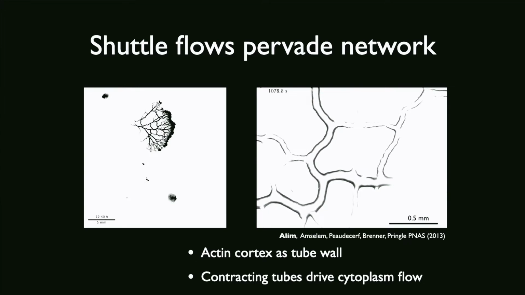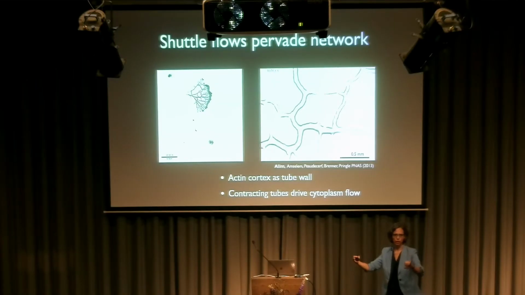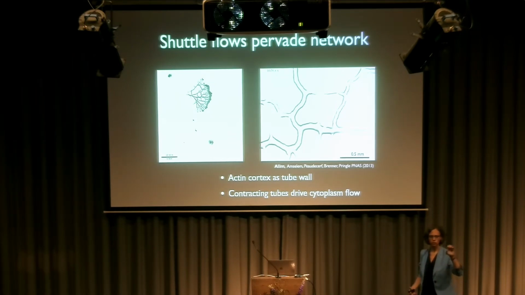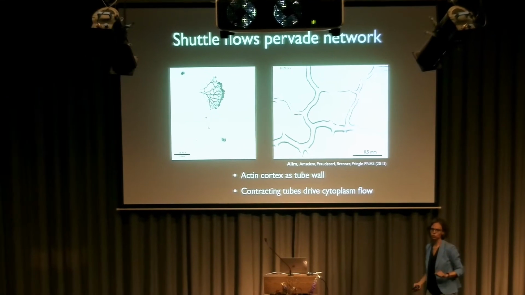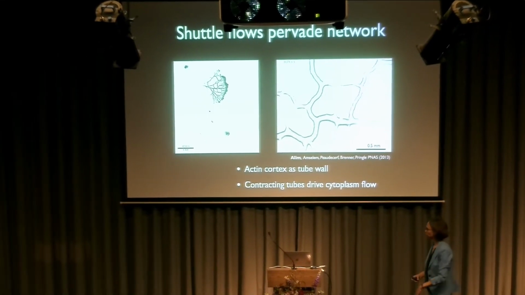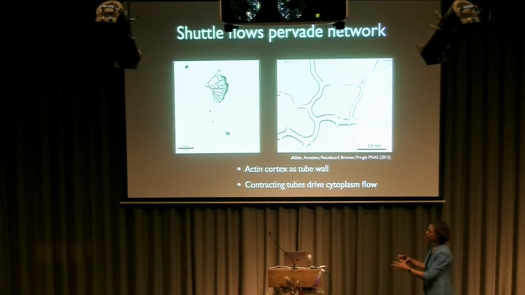Now here, the actin cortex on the tube wall is undergoing rhythmic contractions. And so when a tube segment is contracting, it displaces the cytoplasm that it encloses, and then the cytoplasm starts flowing. And so these contractions, just to give you a time scale, typically happen every 2 minutes.